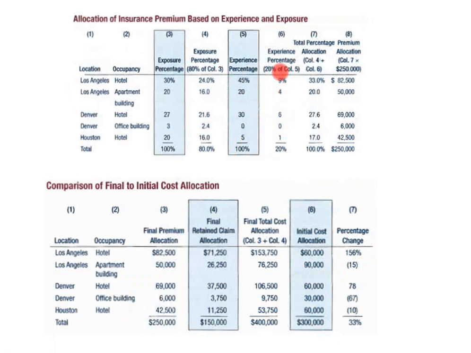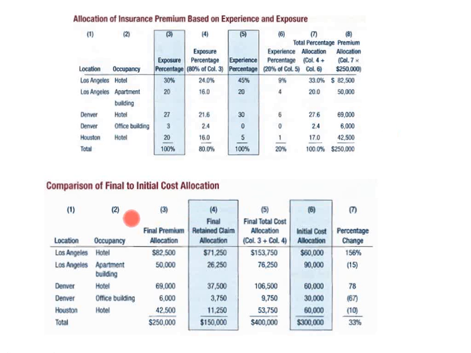So now we have that, and now we multiply 20% times each one of these. Now what we do is we do column 4, 24 plus 9 is 33%. And what this is saying, based upon this model of exposure plus experience, is that if you were to add these things, we get 33% times the 250, and we come up with 82,500, and then 20% times 250 is 50,000. So this becomes our allocation of the insurance premium based on experience and exposure.